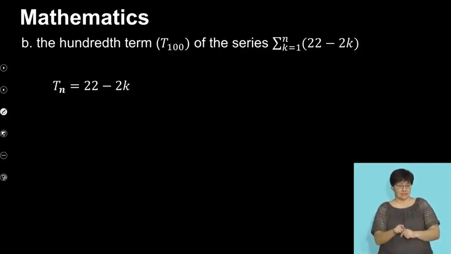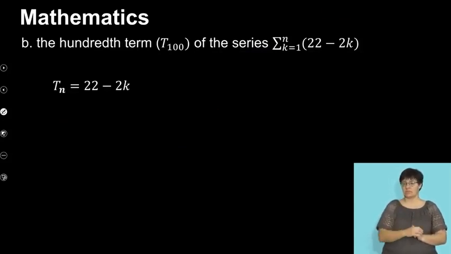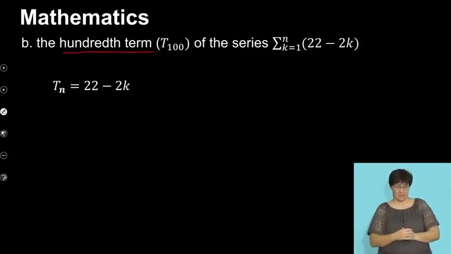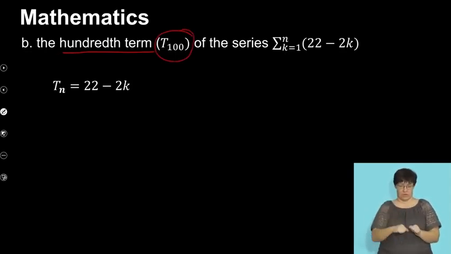So the next part of the question has asked me to determine the 100th term of the series. So we are finding T100. So I'm sure that everyone will agree that I have got my nth term. So please remember this is actually supposed to say Tk, not Tn, because we know that the Tn has been expressed in terms of k. So Tk is equal to 22 minus 2k. I am going to find the 100th term.